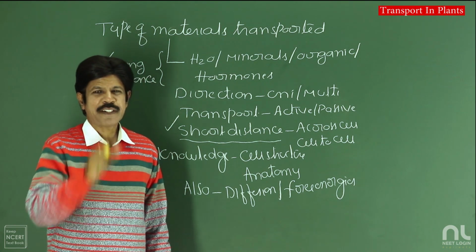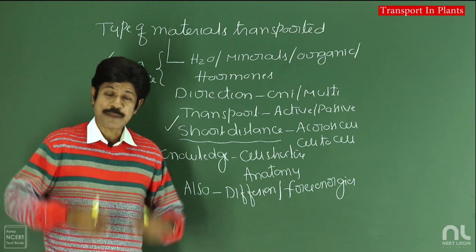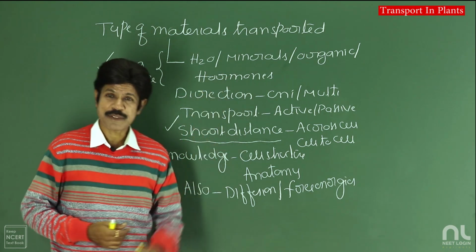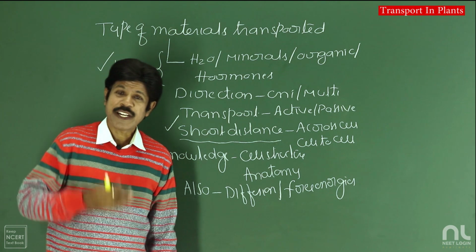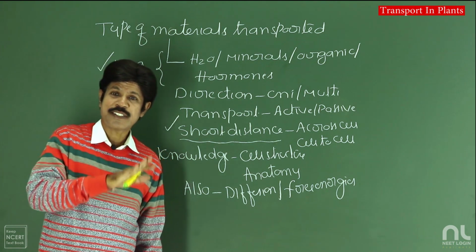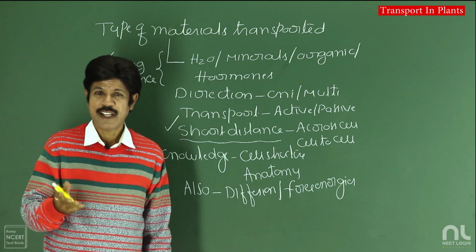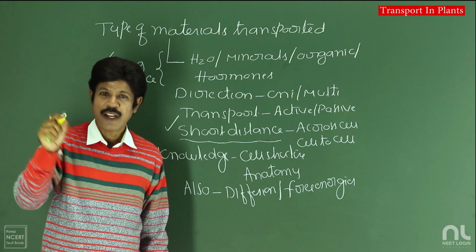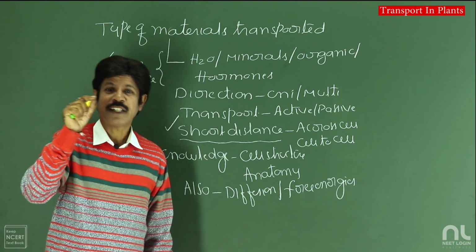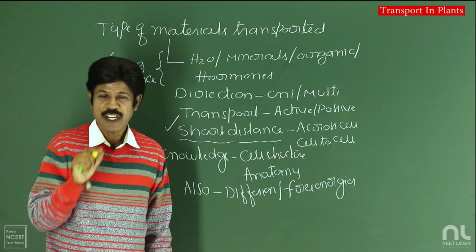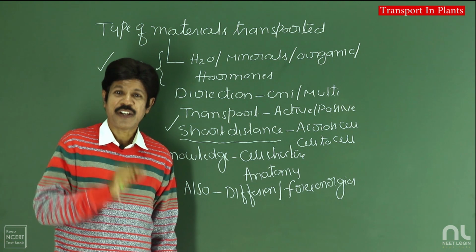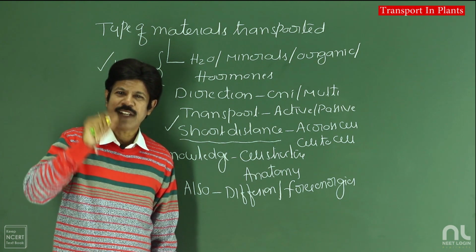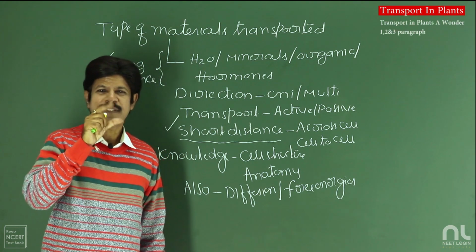And in the second paragraph, what kind of substances are you talking about? That is water, minerals, organic substances. What kind of transport? That is short distance and long distance. And short distance is diffusion, that is passive, and cytoplasmic streaming, that involves active. And long distance transport is translocation, that is of water, minerals as well as food materials in the second paragraph.